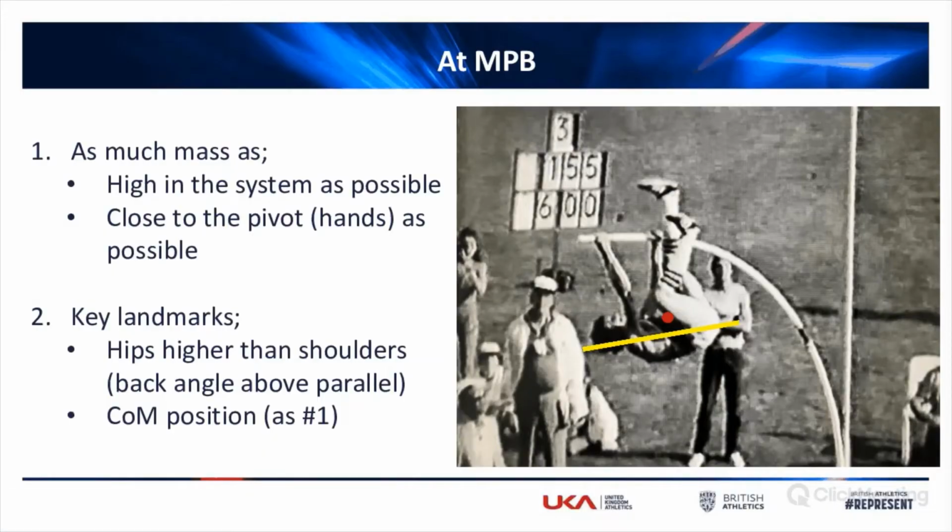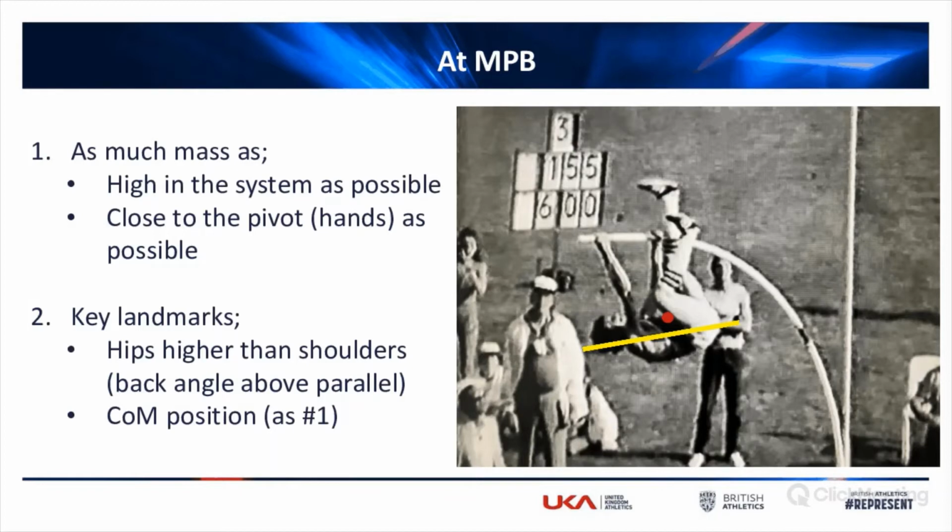So what are we trying to do by the time we get to maximum pole bend? This isn't the L position yet. This is just where the pole is at maximum compression. Firstly, we want to get as much mass as high in the system as possible and as close to the hands as we can, i.e. the pivot point.